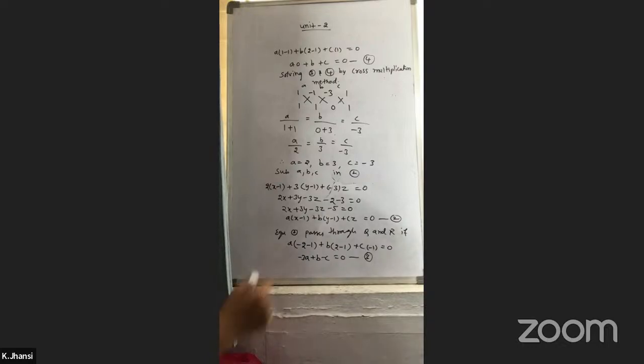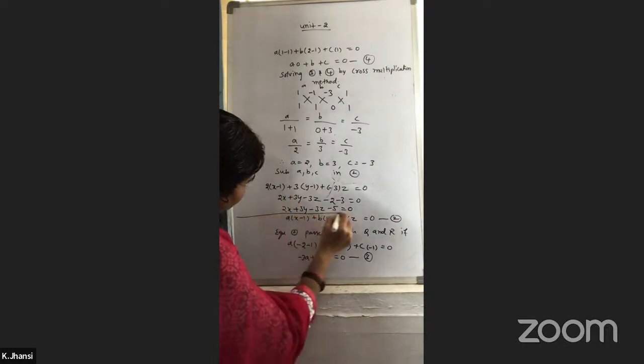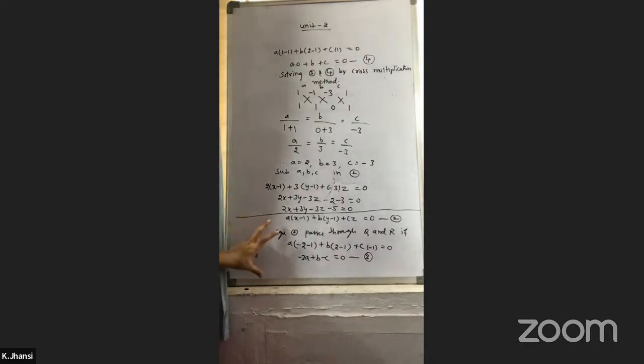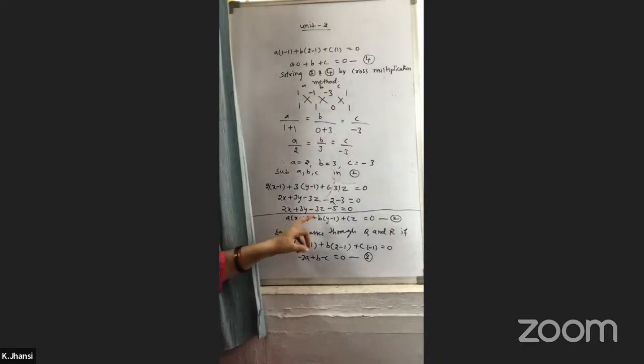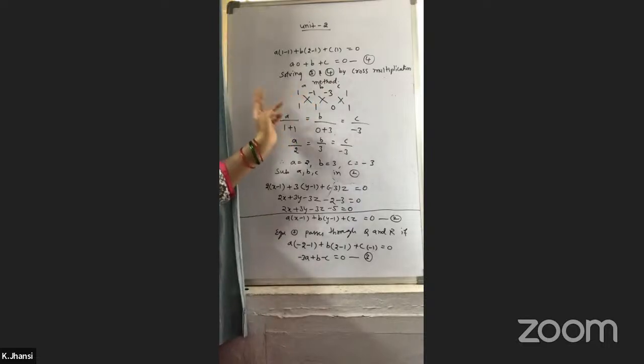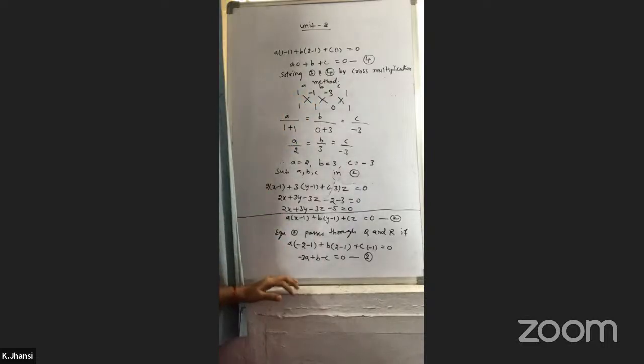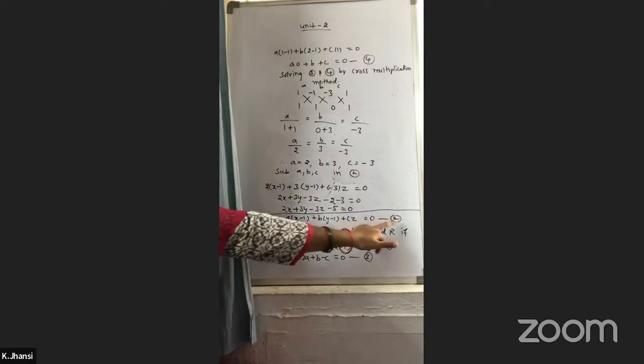So this is the equation of the plane passing through the given 3 points. Your first step is to write the formula: A into x minus x1 plus B into y minus y1 plus C into z minus z1 equals 0. That is the formula for finding the equation of the plane when points are given. First, 3 points are given. You take them as P, Q, R. In that equation 1, you substitute the point P through which it passes, and you will get the second equation.